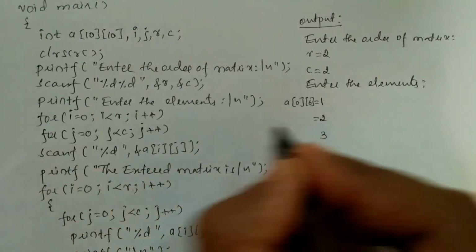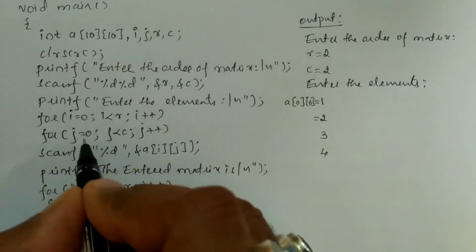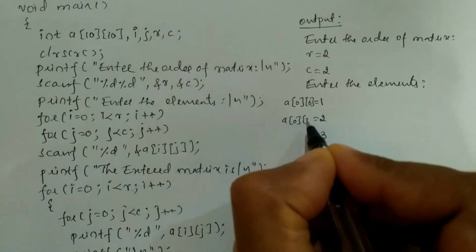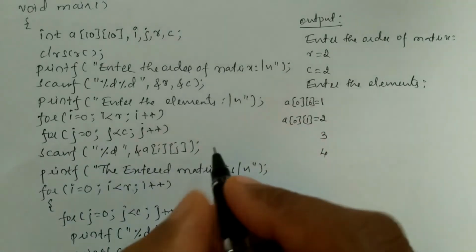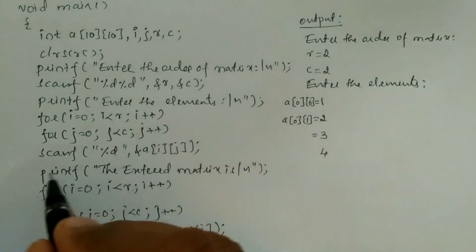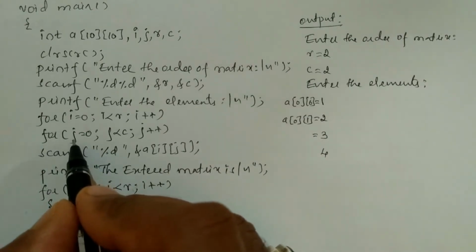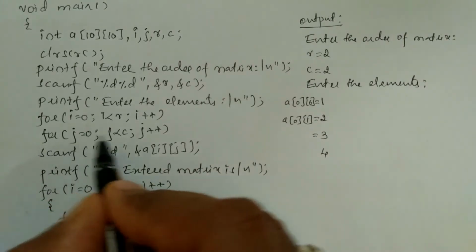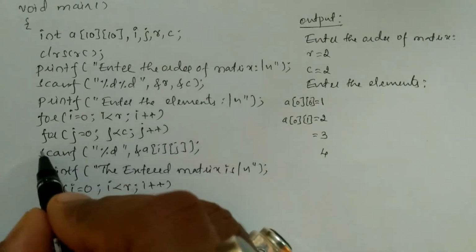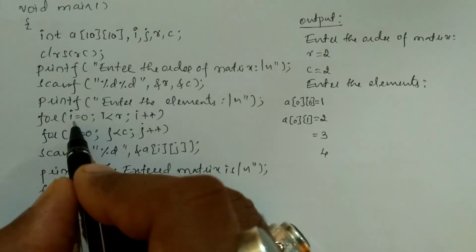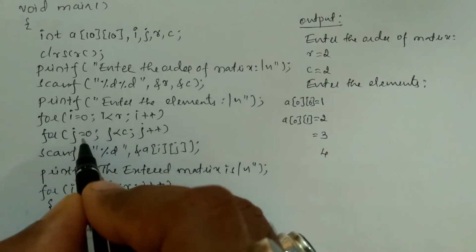So 2 will be stored in what? i was 0 and j is 1. So a of 0, 1 is holding 2. Similarly, again control transfers to this inner for loop by incrementing the value of j by 1. Now the j value is 2. Is 2 less than 2? No, the condition fails. Then the control transfers to the outer for loop by incrementing the value of i by 1. Now i is 1, j is 0.